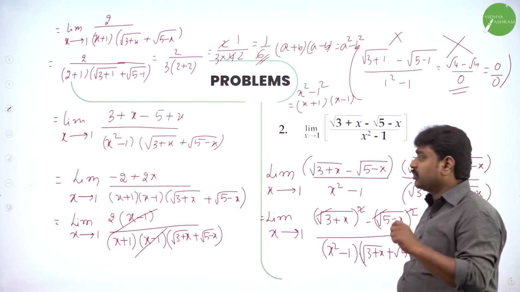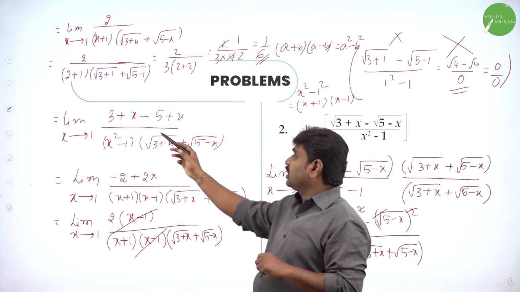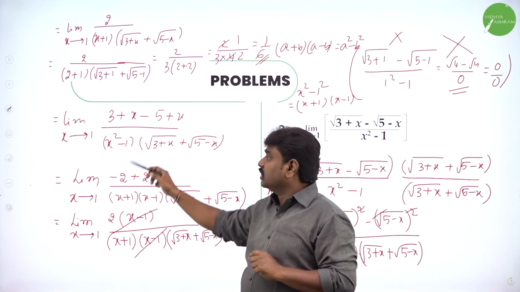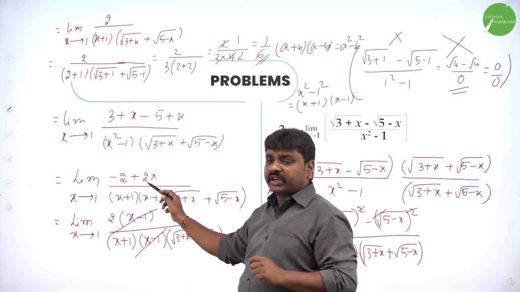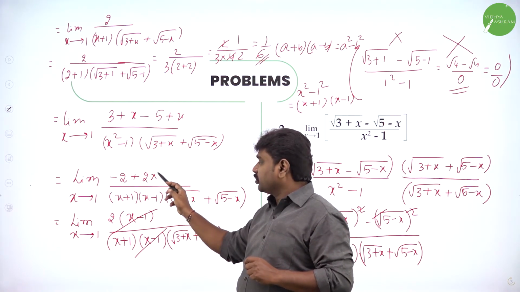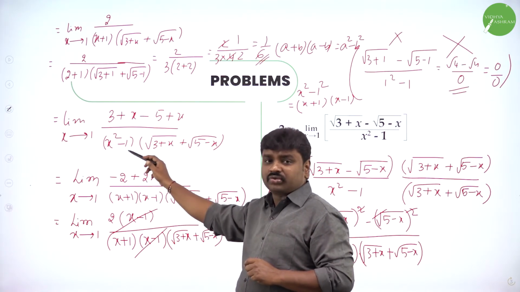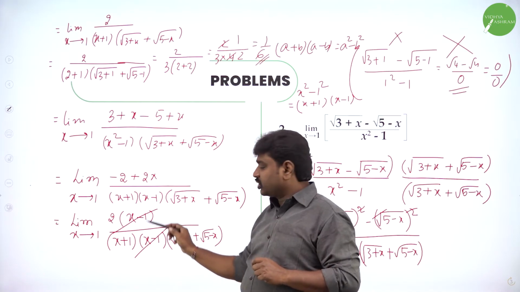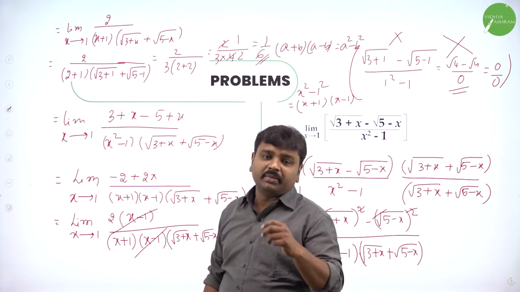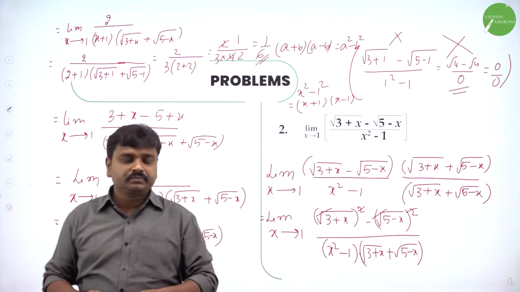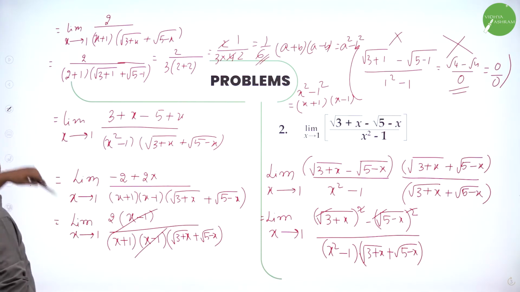Numerator becomes a plus b into a minus b, a square minus b square. Numerator: 3 minus 5 becomes minus 2 and x plus x becomes 2x. In these two take positive 2 out. So x becomes positive and this will become minus 1, so x minus 1. Denominator a square minus b square can be written as a plus b into a minus b. x minus 1 cancels and then you apply the limit, you will get the answer. 1 by 6 is the answer.